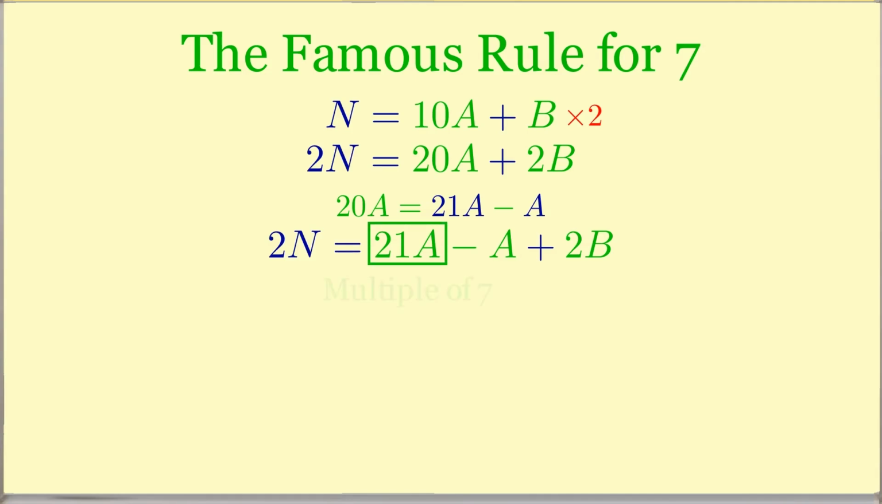Look at that brilliant first term. 21a is mathematically guaranteed to be a perfect multiple of 7. It is exactly the giant chunk we have been hunting for. And because we know 7 divides it perfectly, we can cross it completely out. Toss it in the trash, it vanishes from the board. So what is left over? We are left with checking if 7 divides the remainder, which is negative a plus 2b.